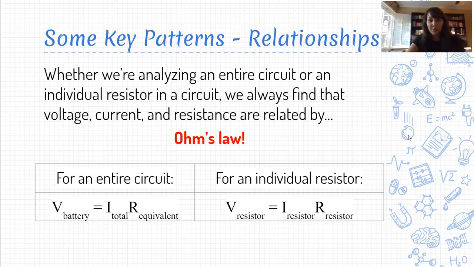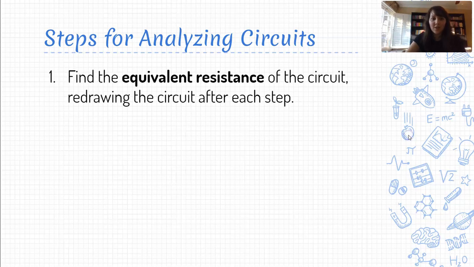Now, with all of these different patterns, we can predict exactly how current's going to split through a circuit, how voltage is going to split throughout a circuit, and where we're going to see the biggest energy losses. But that's kind of a complex process to try to put it all together. So here is my handy step-by-step guide for analyzing circuits, all right? First step, I told you it was going to be finding the equivalent resistance, and what do you know? It is. All right, so first thing you got to do is find the equivalent resistance of the circuit, and if you haven't been redrawing the circuit after each step of this process, start doing it now. It's really going to save you a lot of pain if you're doing that. Okay, so equivalent resistance first.